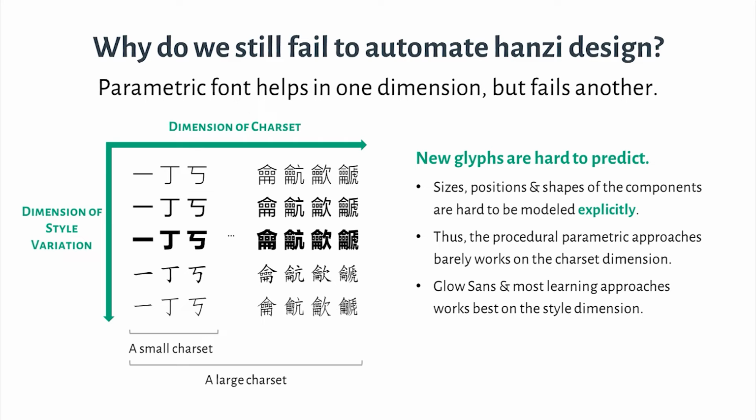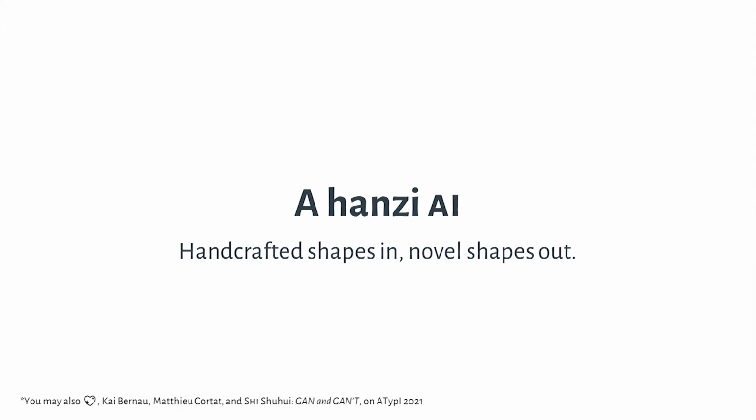One reason might be the sizes, positions, and shapes of the components are hard to be modeled explicitly. Unlike using anchors to position combining marks in designing a Latin font, the rules behind making a Chinese character are much more complex to be written in pure mathematics. So here comes the Hanzi AI. We pour handcrafted shapes in and get novel shapes out. It works implicitly. It works on statistics. And it works in a way that we can't fully understand from the perspective of design.